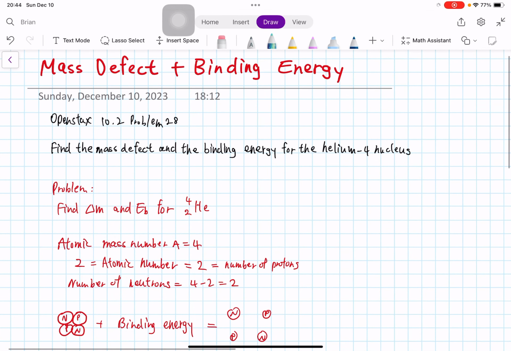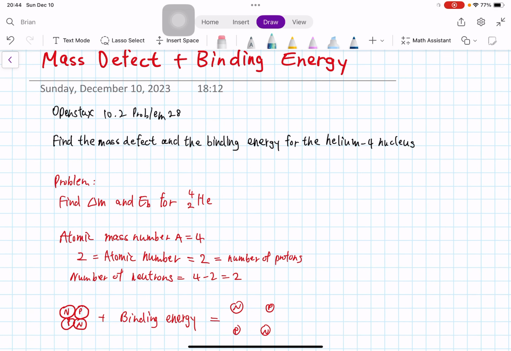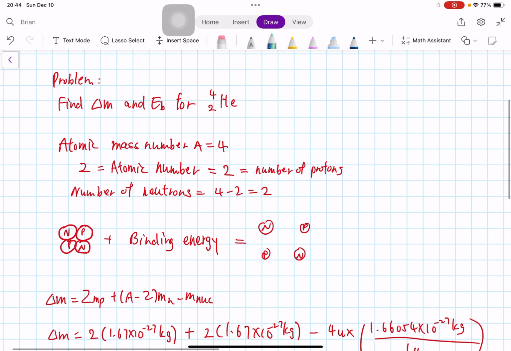Here I'm going to cover mass defect and binding energy. This problem is taken from OpenStax 10.2, problem number 28. The problem is asking us to find the mass defect and the binding energy for this helium atom.